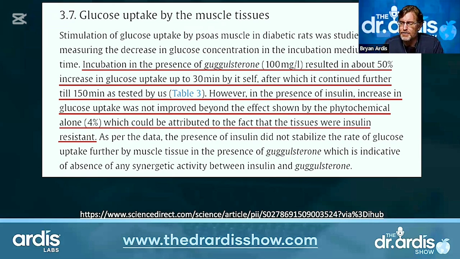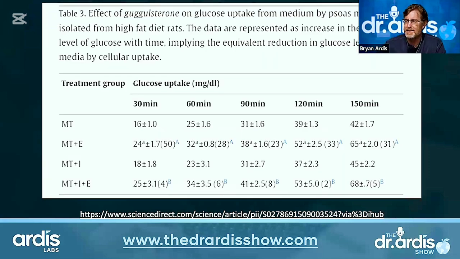Incubation in the presence of Guggulsterone at 100 milligrams per liter of blood resulted in about 50% increase in blood sugar uptake in 30 minutes by itself, meaning your body will burn up the blood sugar, after which it continued further for up until 150 minutes after the test. In the presence of insulin, increasing glucose uptake was not much improved beyond the effect shown by the phytochemical alone, which could be attributed to the fact that the tissues were insulin resistant. Guggulsterones has an amazing ability to improve insulin resistance.